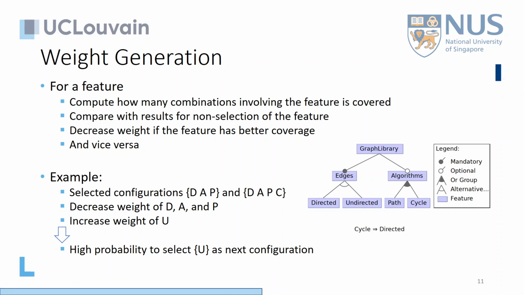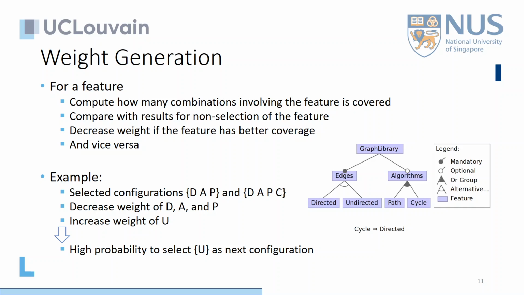So in the weight generation, we take every feature or every variable of the CNF formula, and we check how many combinations involving this feature are covered in the current version of the test set. And we also look at the number of combinations involving non-selection of the same feature or the same variable, and we compare the results. And then we decrease the weight of the feature or variable if it has better coverage, and increase it if the non-selection has better coverage.